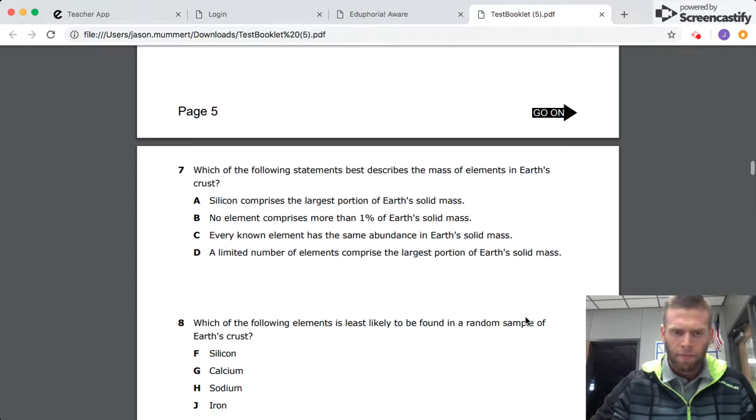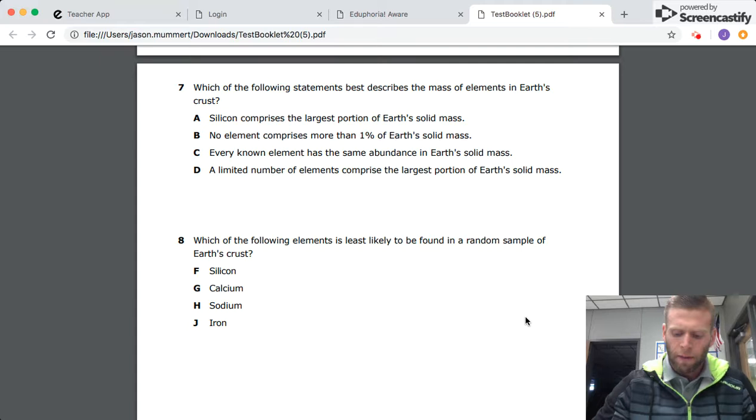Number 7. Which of the following statements best describes the mass of elements in Earth's crust? A. Silicon comprises the largest portion of Earth's solid mass. B. No element comprises more than 1% of Earth's solid mass. C. Every known element has the same abundance in Earth's solid mass. Or D. A limited number of elements comprise the largest portion of Earth's solid mass.